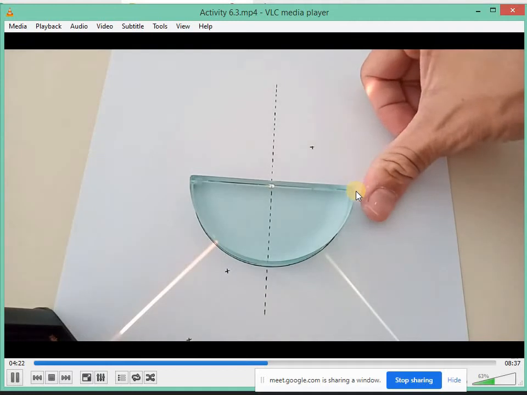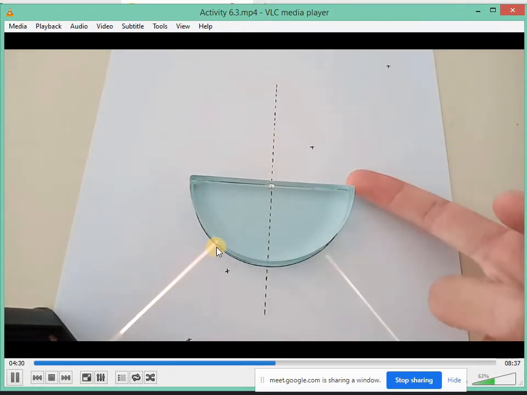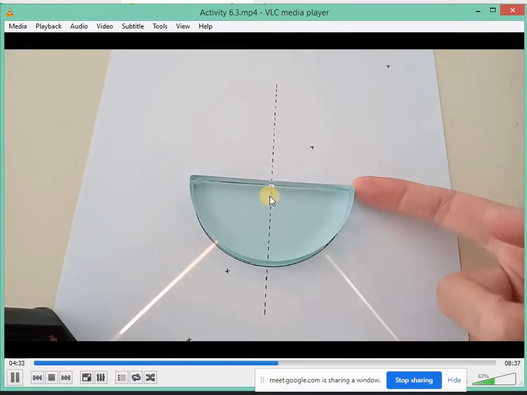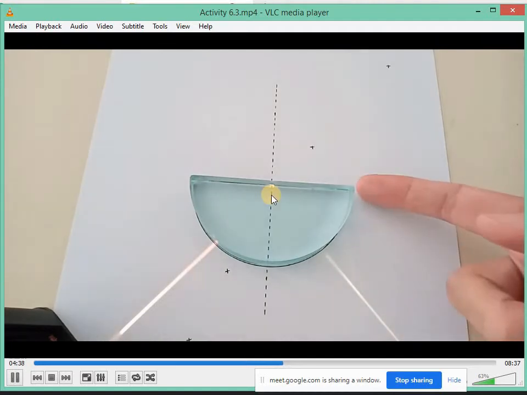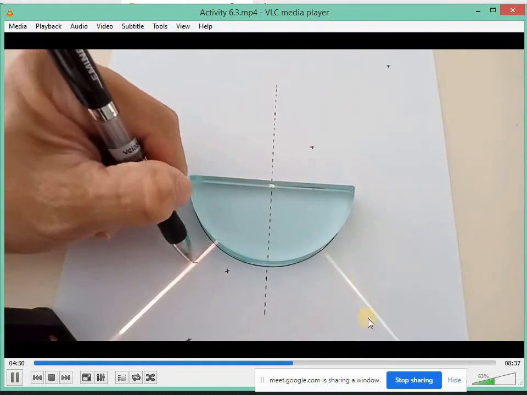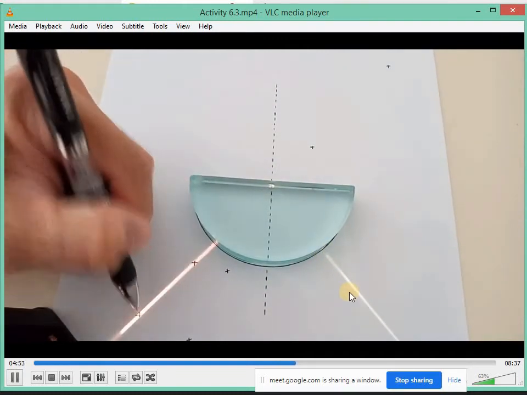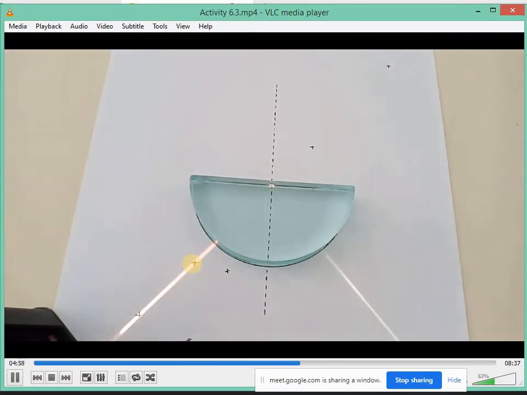There's a little bit of light that comes out. Here also a little bit comes out. So this is at the critical angle. And then when you increase a little bit more, all the light will be totally internally reflected. So this is to mark the critical angle.